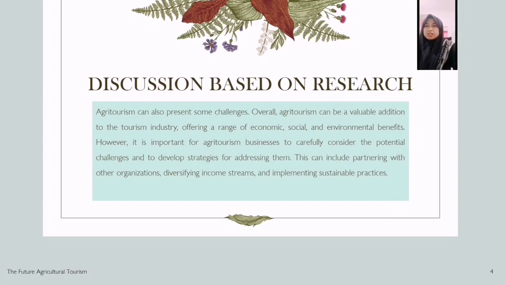As we can see here, based on the discussion and research, agrotourism can also present some challenges. Overall, agrotourism can be a valuable addition to the tourism industry, offering a range of economic, social, and environmental benefits. However, it is important for agritourism businesses to carefully consider the potential challenges and to develop strategies for addressing them. This can include partnering with other organizations, diversifying income streams, and implementing sustainable practices.